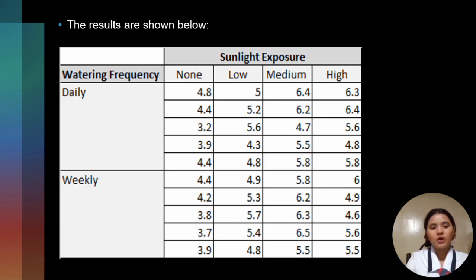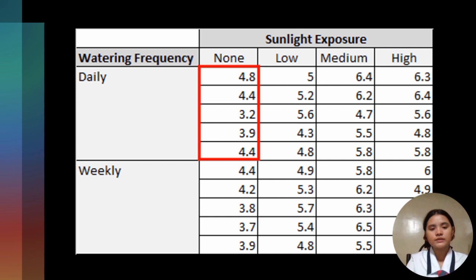On the table, we see that there were 5 plants grown under each combination of conditions. For example, there were 5 plants grown with daily watering and no sunlight, and their heights after 2 months were 4.8, 4.4, 3.2, 3.9, and 4.4 inches. So now we can use the following steps to perform a two-way ANOVA because we already have our data.